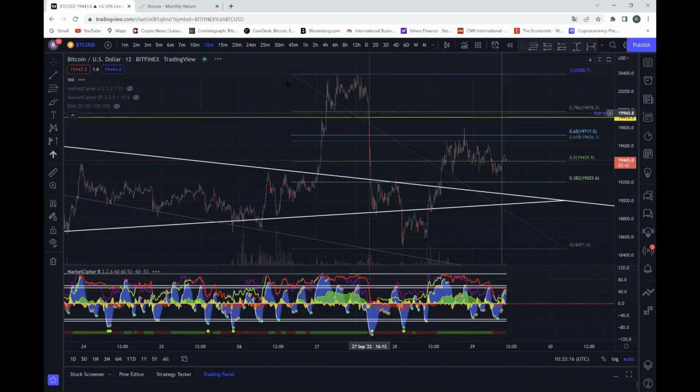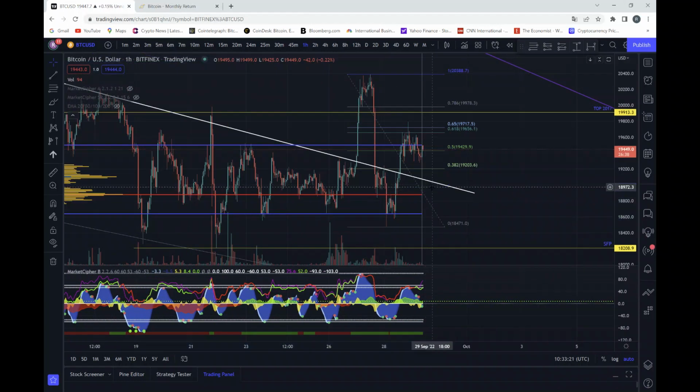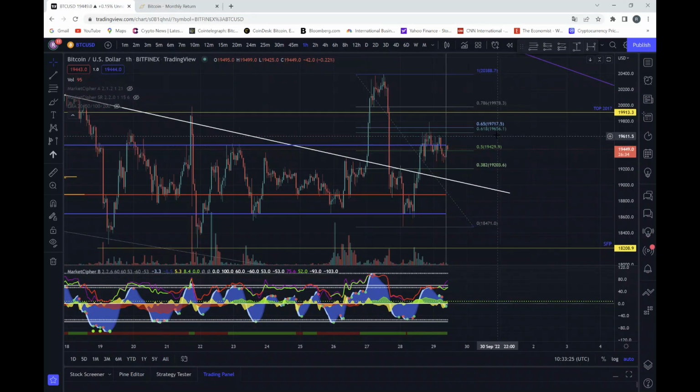Alright, with that being said, what I actually also like to take out of the chart is this triangle, at least the bottom. We don't really need that. Maybe we go lower and retest this trend line. For now, I don't really see that happen.